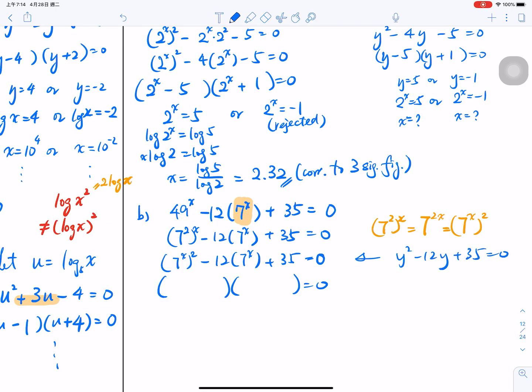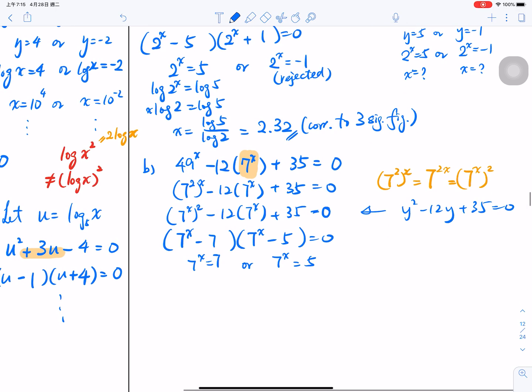You can think of it like this. 7 times 5 equals 35. So 7 times 5, minus 7, minus 5, so minus 12 at the end. 7 to the power x equals 7, or 7 to the power x equals 5. So here x equals 1, very simple.